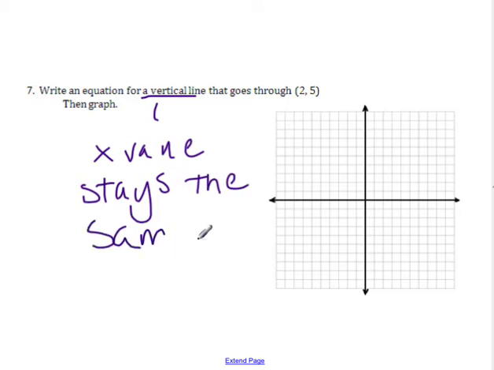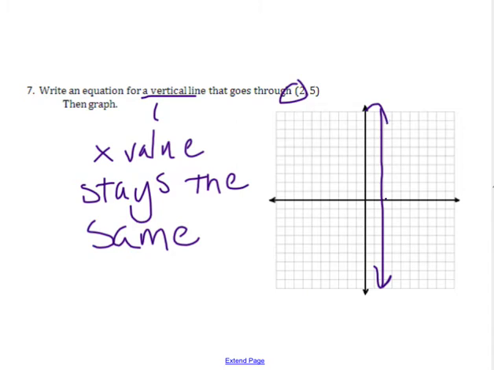So that means that this value has to be the x value of our vertical line. It doesn't matter what y is, x is always 2. So we can cross the x-axis at 2, and we know the vertical line has to be there because on vertical lines, the x value stays the same. Likewise, with horizontal lines, the y value is always going to stay the same.